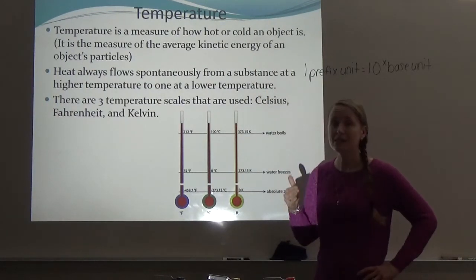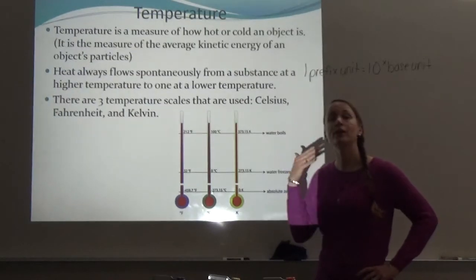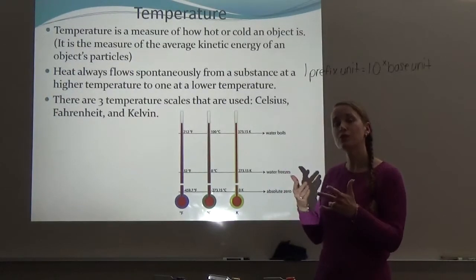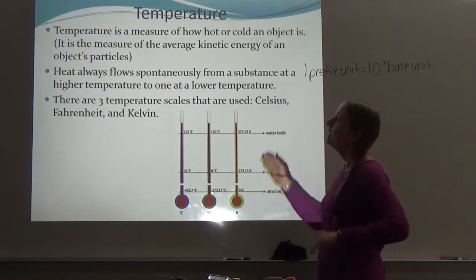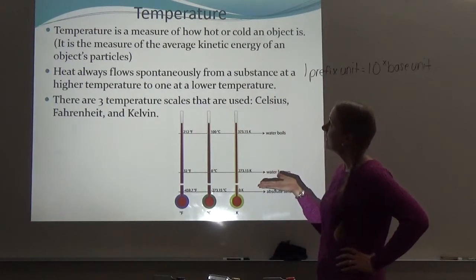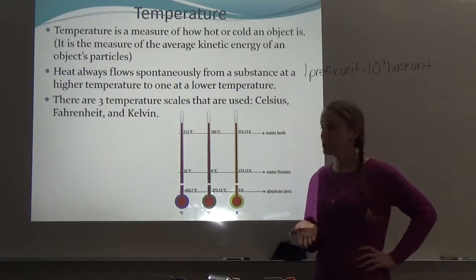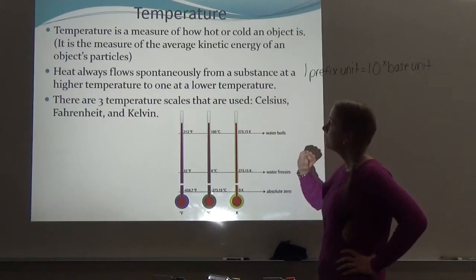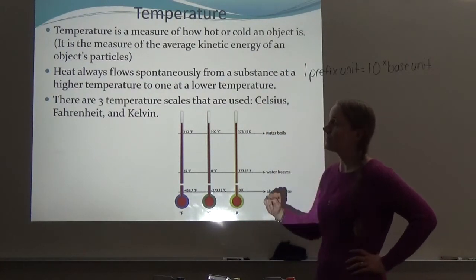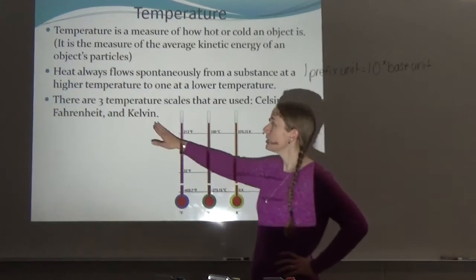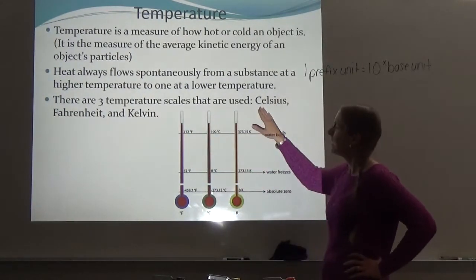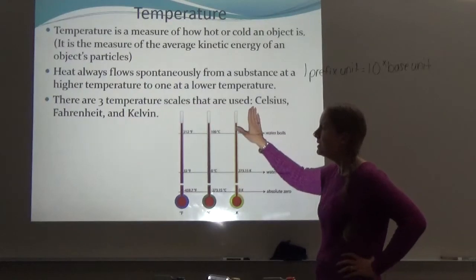So it's based on kinetic energy of particles. The more kinetic energy or the faster the particles are moving, the higher the temperature. Heat always flows spontaneously from a substance at a higher temperature to one at a lower temperature. And then there are 3 temperature scales that are used. There's Celsius, Fahrenheit, and Kelvin. Kelvin is our SI unit. Celsius, however, is what we commonly use in lab.